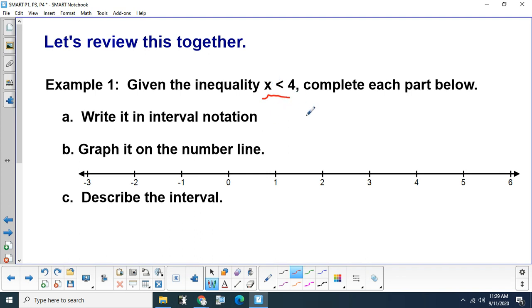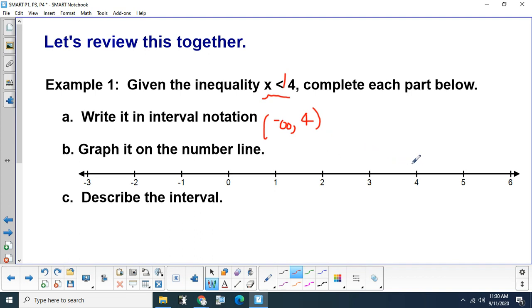So we know that it's going to have the 4 in it. And we want all values that are less than 4, which means I want the numbers that came before it. So that means I want the numbers on this side, towards negative infinity. Now, infinity, we don't actually know where it ends, so we're always going to use a parenthesis on the infinity. And because it was just the less than symbol, we're also going to use a parenthesis here. So in this case, the answer would be parenthesis, negative infinity, comma 4, parenthesis.